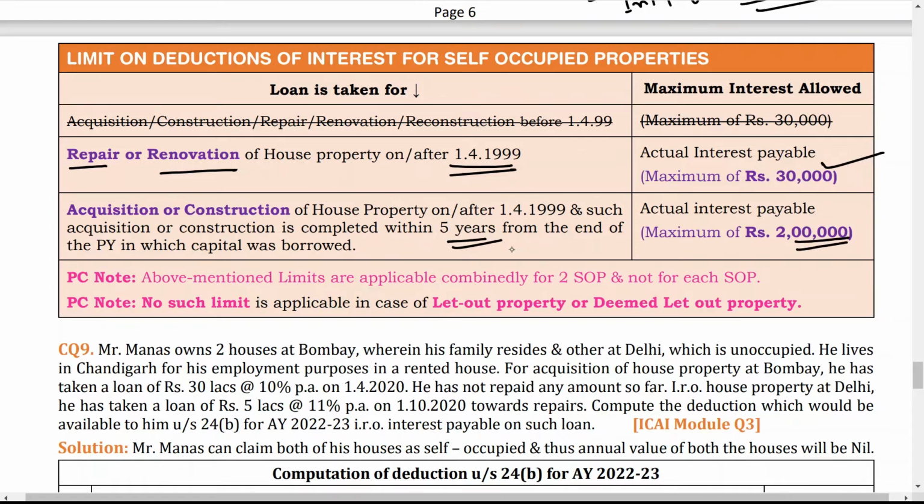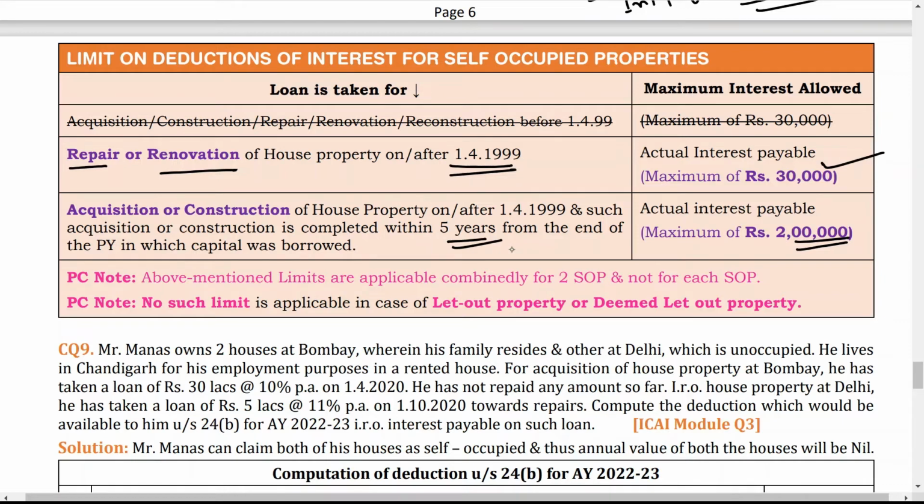In that case, if you have acquired the property after 1st April 1999, or you have constructed the property and construction is completed within 5 years from the end of the previous year in which capital was borrowed, then a maximum of 2 lakh is available as a deduction in case of self-occupied property. This all provision is about self-occupied property, not let out property. In case of let out property, the full amount is available as a deduction under 24B, but in case of self-occupied property there is a maximum limit of 30,000 and a maximum limit of 2 lakh.